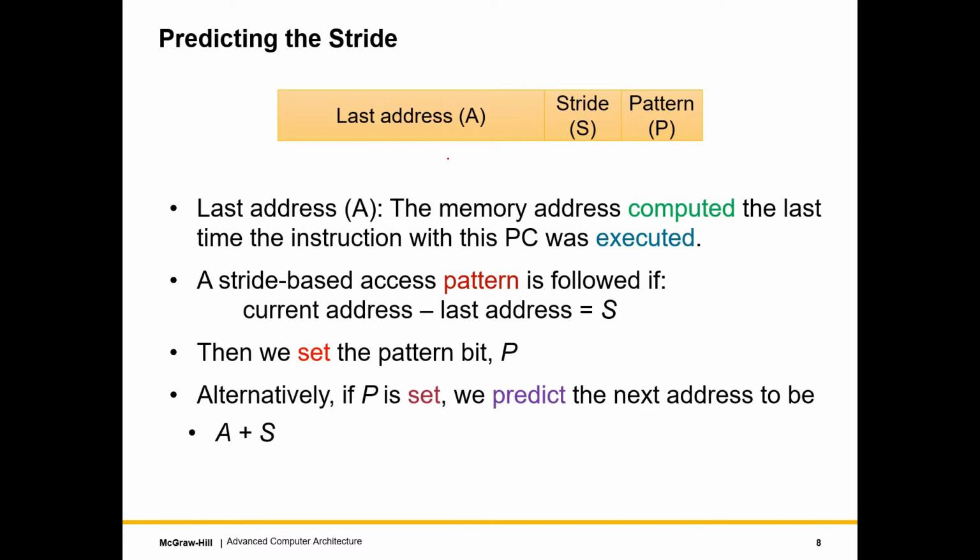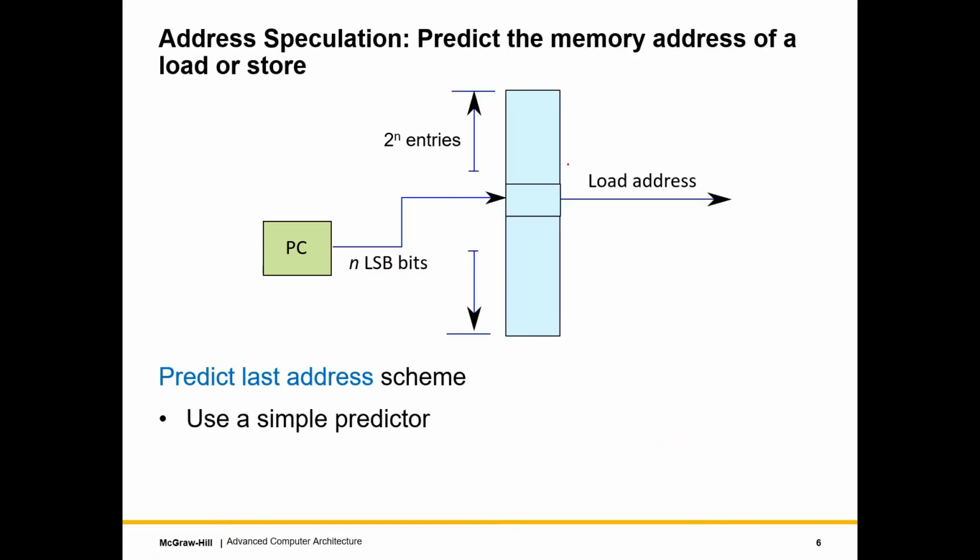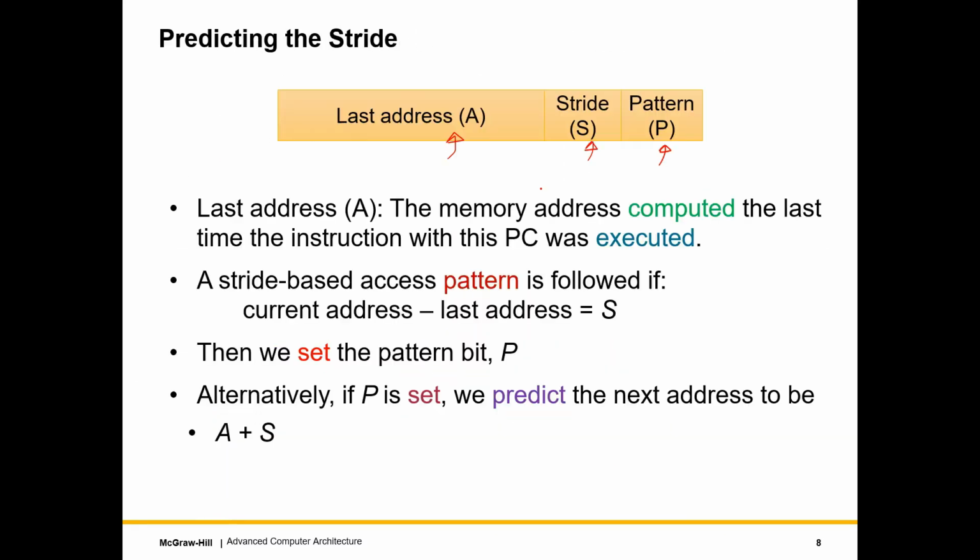So the last address, let it be A, right? Let the stride be S and the pattern be P. So what we have is a similar table as over here, which of course is addressed with the n LSB bits of the program counter. Each entry looks like this, where we have the address, the stride and the pattern. So in each entry, what we store is the memory address computed the last time.